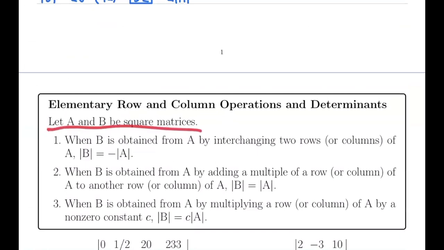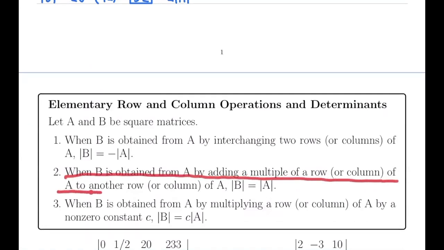Let A and B be square matrices. When B is obtained from A by interchanging 2 rows or columns of A, then the determinant of B equals the negative of the determinant of A. So interchanging 2 rows changes the sign of the determinant. When B is obtained from A by adding a multiple of a row or column of A to another row or column of A, then the determinant of B equals the determinant of A. You can say the same thing about columns. Adding a multiple of one column to another column will also not change the determinant at all.